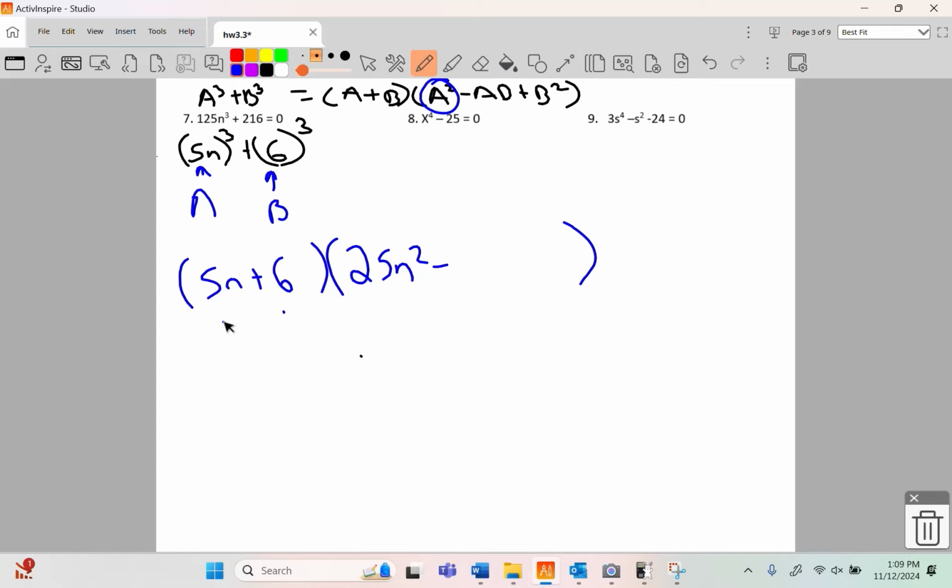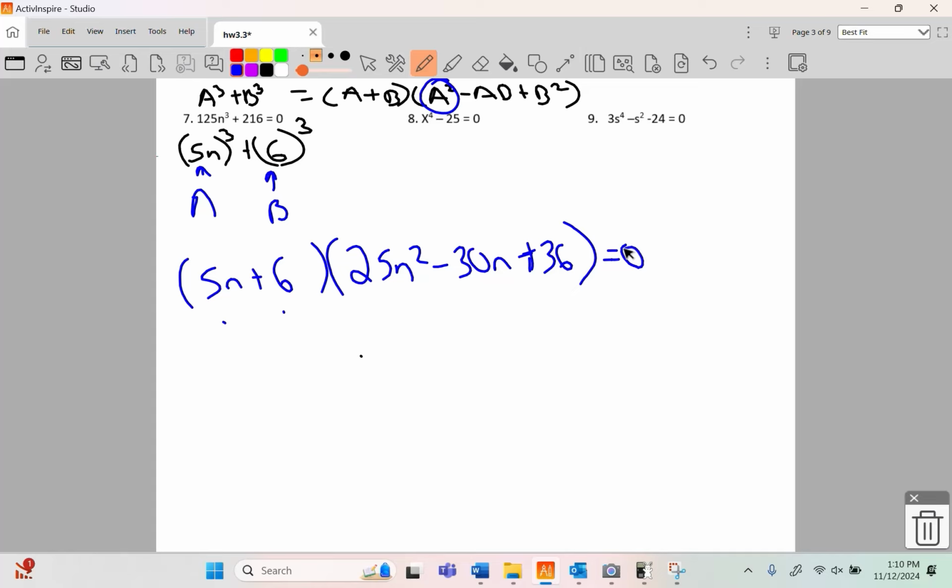What's the product of 5n and 6? 30n. Last piece says square 6. What's 6 squared? 36. So 25n squared minus 30n plus 36. Get yourself checked out. Equals 0.